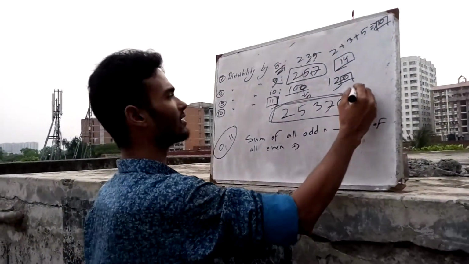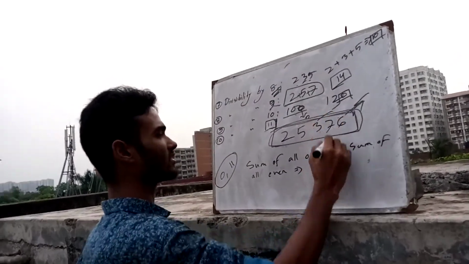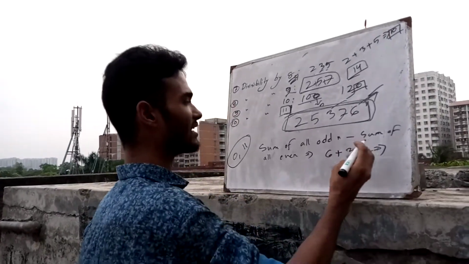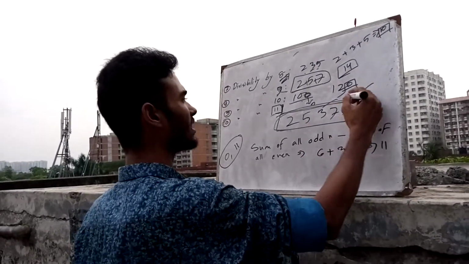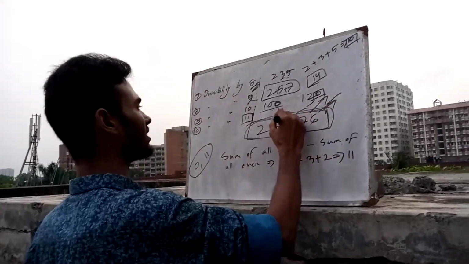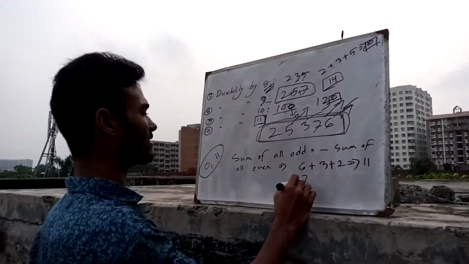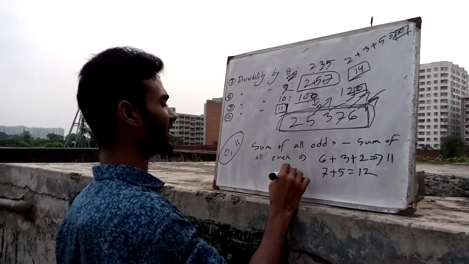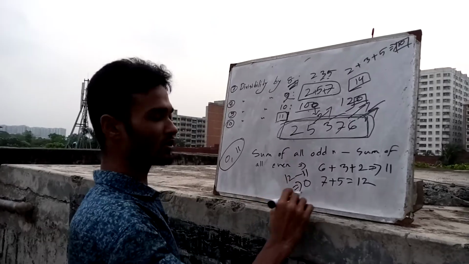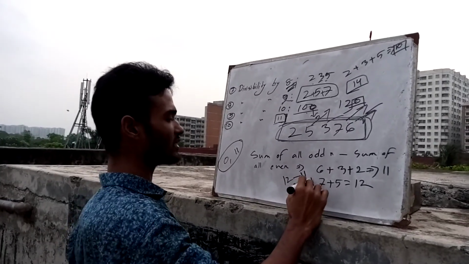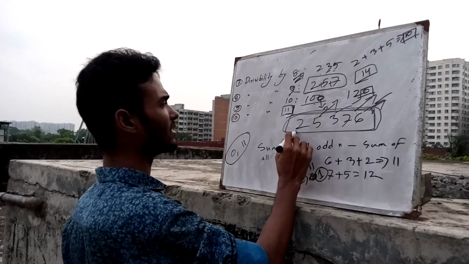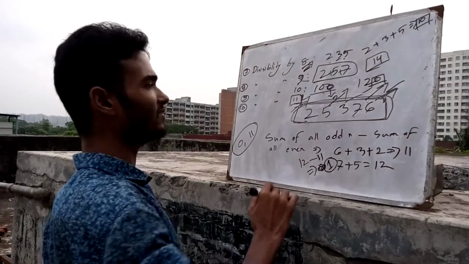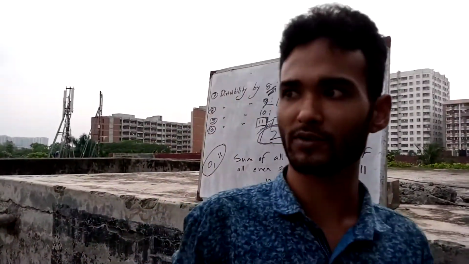Here we have our odd-place digits first: 6, 3, 2, jointly making 11. Then go for the even-place digits: 7 and 5, which make 12. 12 minus 11 is neither 0 nor 11; it is 1. So the number 25376 cannot be divided by the number 11. Thank you, class. Thank you for your patience in listening.